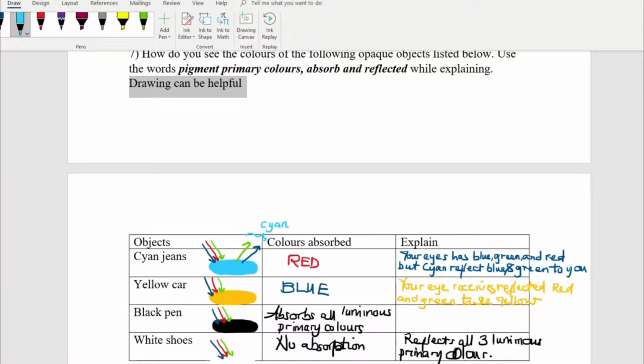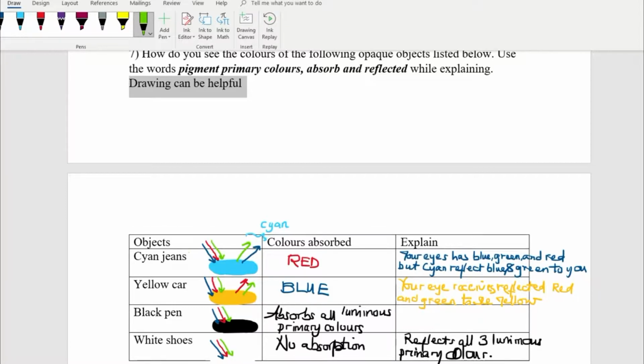So for the next question, which is yellow, once incoming light approaches a yellow car, this yellow car absorbs blue and reflects red and green. In our eyes, a combination of red and green in our brain results in the formation of yellow, which is what we see as a yellow car.